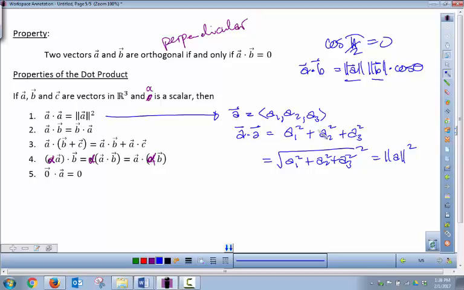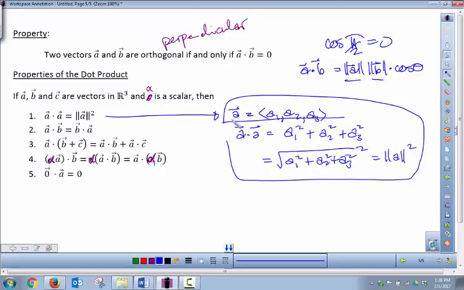So that little fact will come in handy sometime later on this semester. It'll help us prove some things when we start taking derivatives of things with vectors.